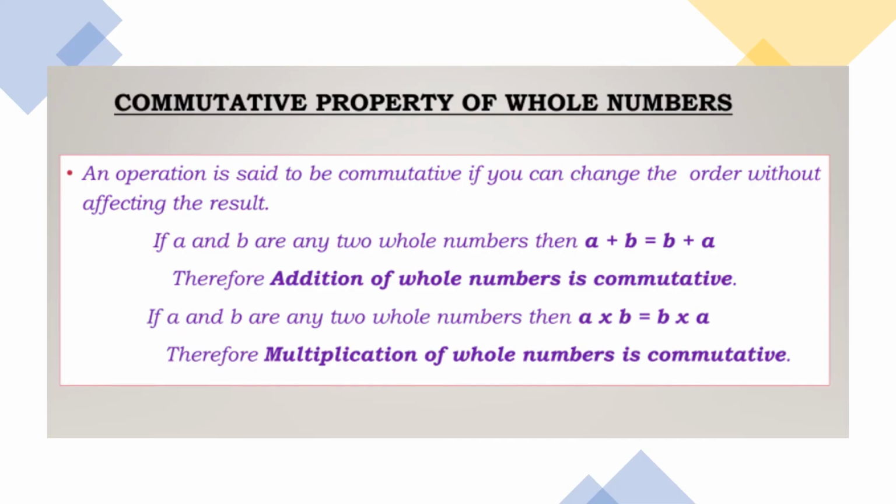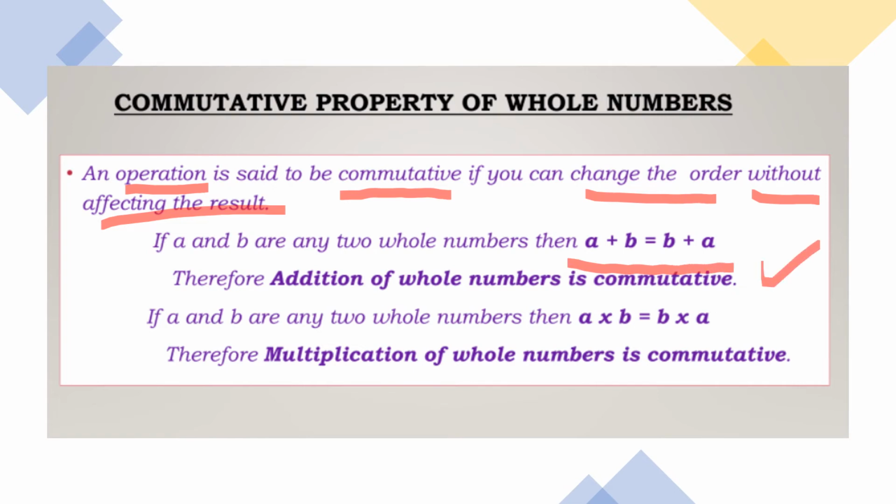From this we can clearly understand the commutative property of whole numbers. An operation, that means either addition, subtraction, multiplication or division, is said to be commutative if you can change the order without affecting the result. So if A and B are any two whole numbers, then A plus B will be equal to B plus A. We have just seen. Thus the addition of whole numbers is commutative.